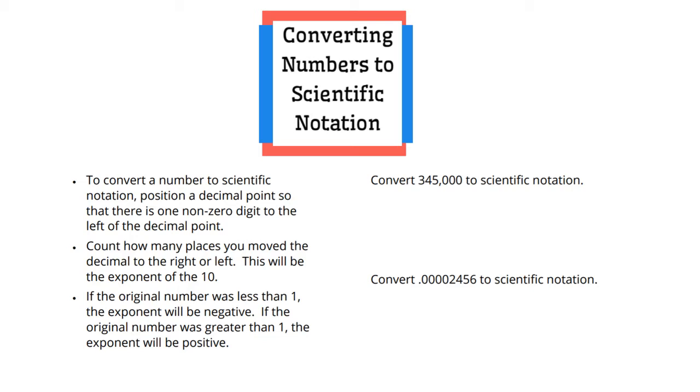Now let's go over the process of converting numbers to scientific notation. To convert a number to scientific notation, position a decimal point so that there is one non-zero digit to the left of the decimal point. Then you count how many places you move the decimal point to the right or to the left. This will be the exponent of 10. If the original number was less than 1, then the exponent will be negative. If the original number was greater than 1, then the exponent will be positive. Let's give it a try.